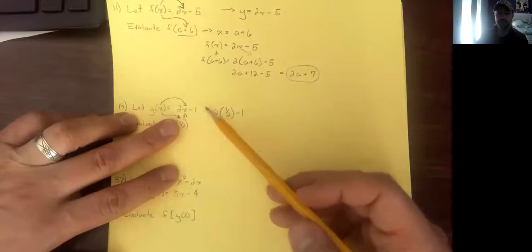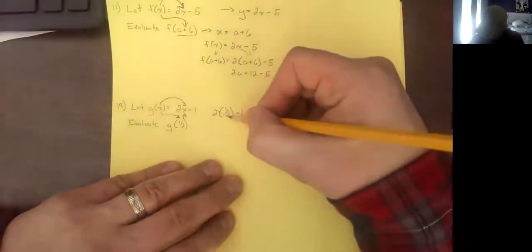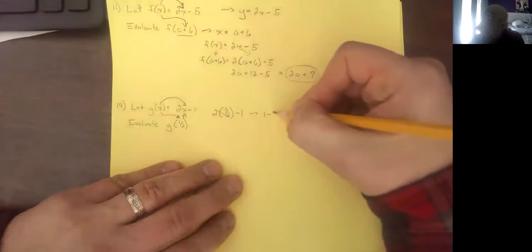Everywhere I see an x, they could give me a lot of them, everywhere I see an x, I just plug in 1/2. And the 2's cancel out. I'm left with 1 minus 1 equals 0. Now 37.